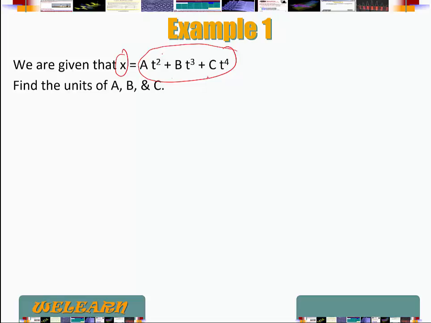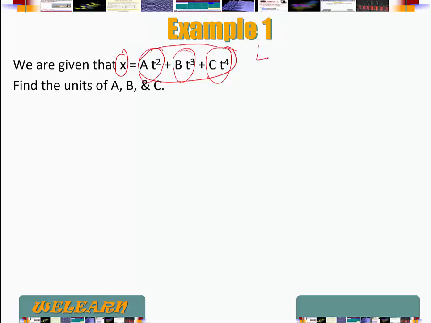In other words, a times t squared should have the same units as b times t to the power 3, and it should have the same units as c times t to the power 4. So all of these circled quantities have the same units, which is the unit of x, which is the unit of length. So all these quantities that I circled should have the unit of length.